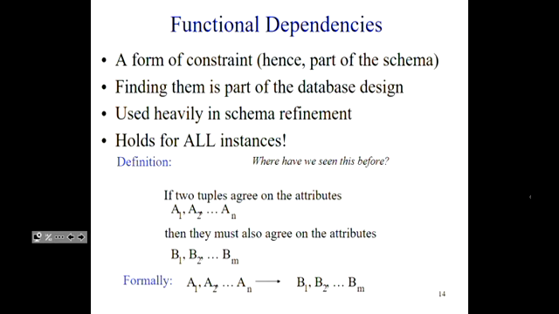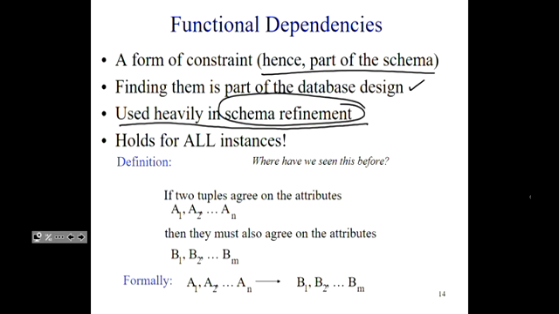Okay, so functional dependencies. Functional dependencies are a form of constraint, and therefore they are part of the schema. Okay? And finding these functional dependencies is part of the database design. Okay, so this is something that you do when you're designing your database. And these functional dependencies are heavily used in changing the schema of your database. So this is used heavily in normalization. Okay. One important thing about functional dependencies is that they hold for all instances of the database. So no matter what data is present in the database, they continue to hold. All right.